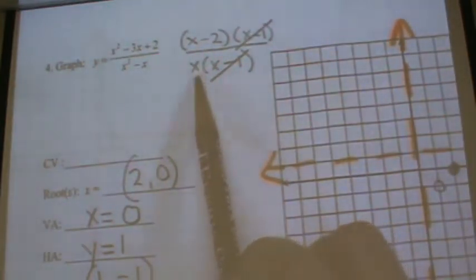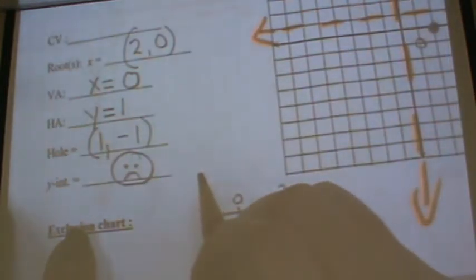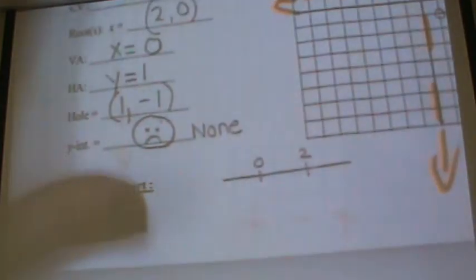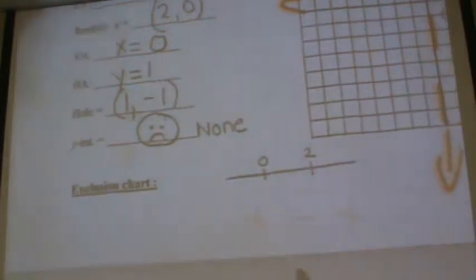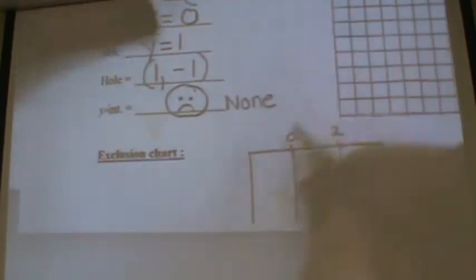Now, what are your critical values? 2 and 0. So let's organize 2 and 0. I have a question. How do you put that on the test if the asymptote is at 0? Do you just put a frowny face? Just write none. I was just trying to get you to think.